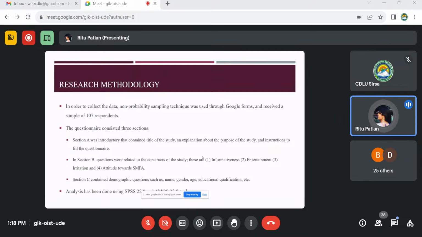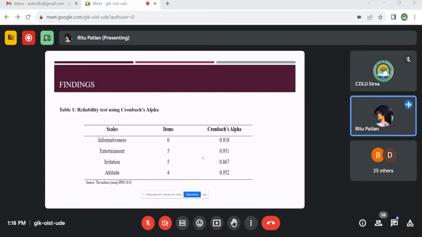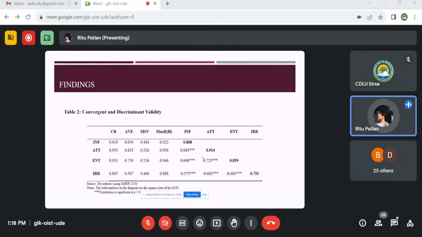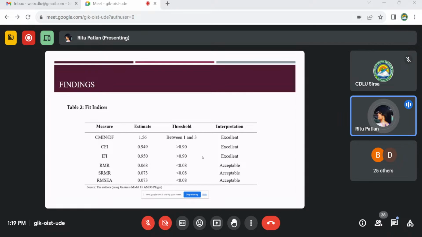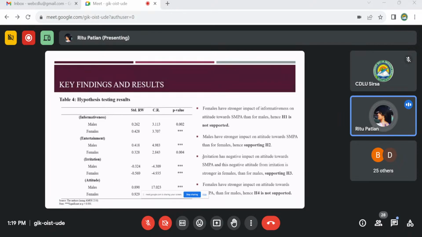I distributed my questionnaire through Google Forms and collected 107 respondents. So these are my findings, in which in these tables all the values are under acceptable range. So all these values are acceptable. And my hypotheses 1 and 4 are not supported, that means these are rejected. And hypotheses number 2 and 3 are accepted.